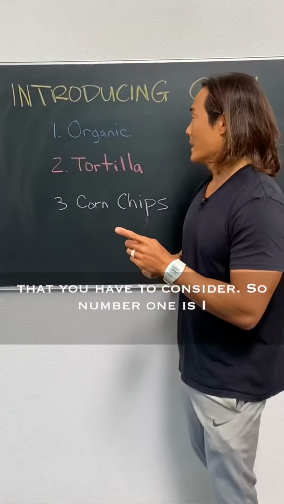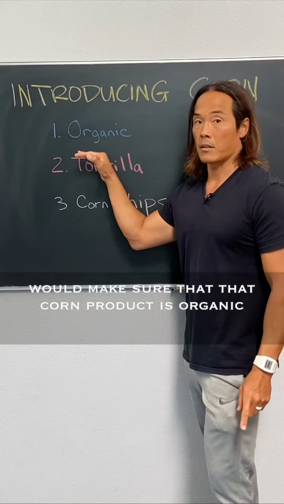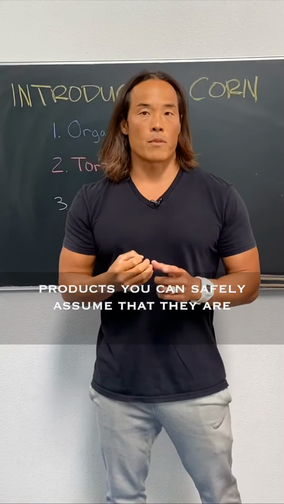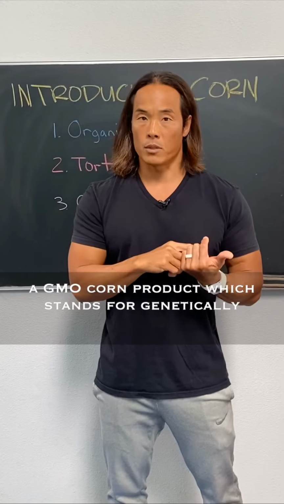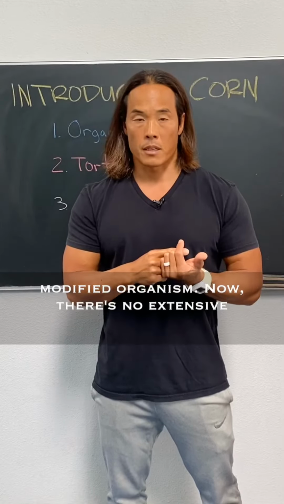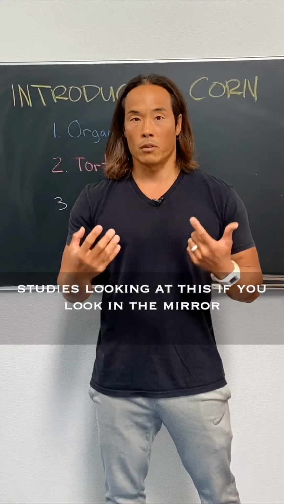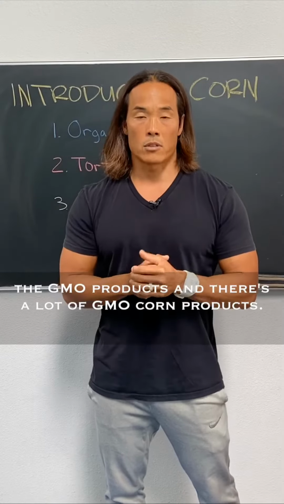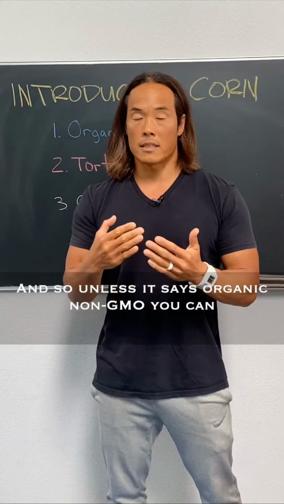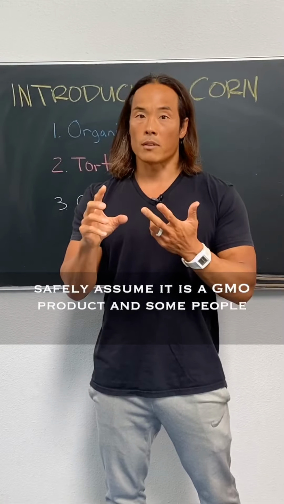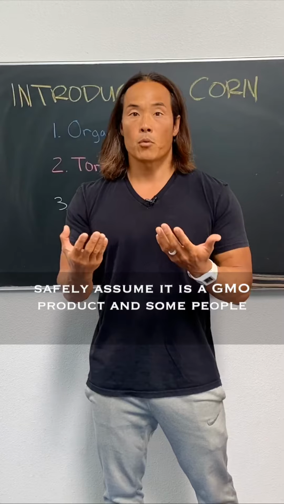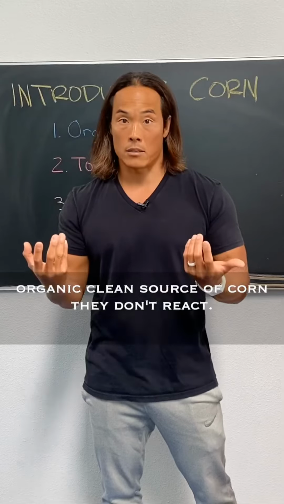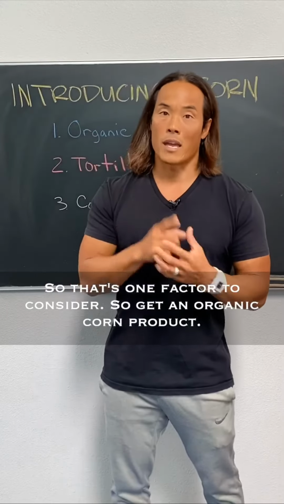Number one, I would make sure that the corn product is organic. The reason I say that is because most corn products you can safely assume are a GMO corn product, which stands for genetically modified organism. There are no extensive studies looking at this. If you look in the mirror, we are essentially the experiment for the GMO products. And there are lots of GMO corn products, so unless it says organic or non-GMO, you can safely assume it is a GMO product. Some people will react to the GMO corn, and then they get an organic, clean source of corn, and they don't react. So that's one factor to consider: get an organic corn product.